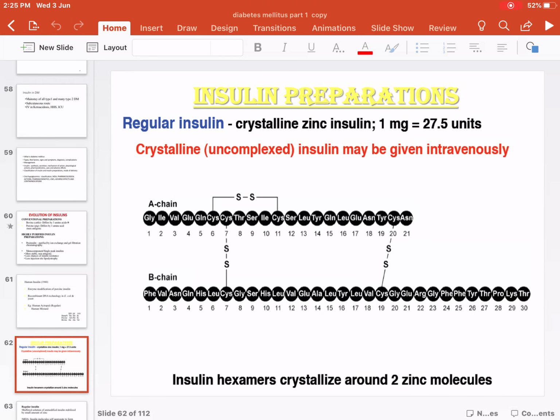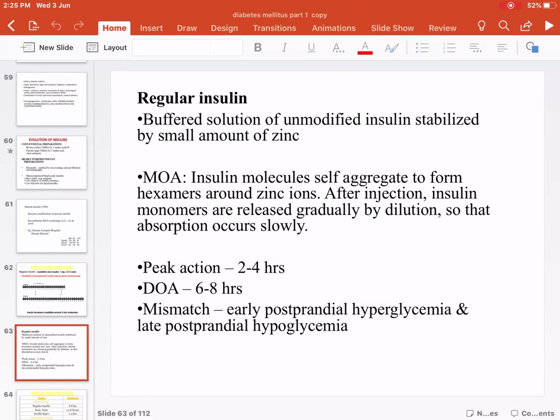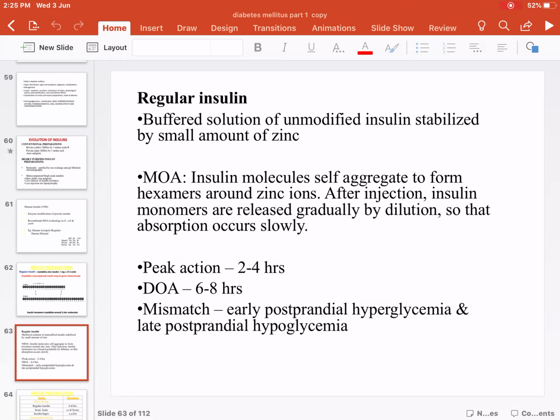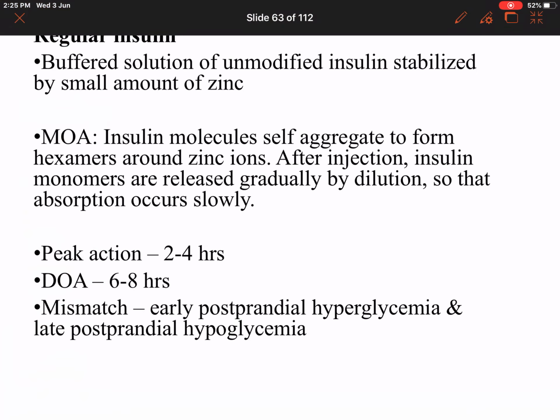So what will be the structure of regular insulin? Regular insulin will have the same 51 amino acids with 3 disulfide bonds. You can modify this regular insulin. How can you modify? We can add zinc molecules. When zinc molecules are added, it forms hexamers. Around 2 zinc molecules, 6 molecules of insulin are going to bind.